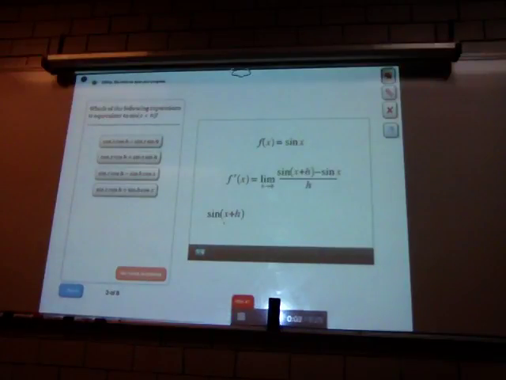A useful trig identity here is the sum of two angles: the sine of a plus b is equal to the sine of a times the cosine of b plus the cosine of a times the sine of b. Why don't you try using that in the expression down here to see if you can get the answer?